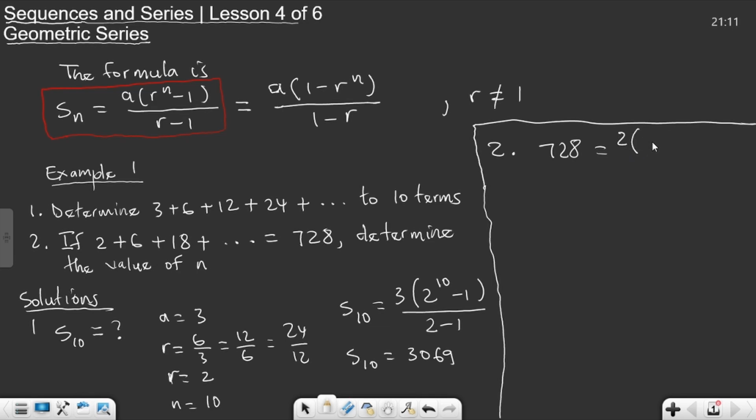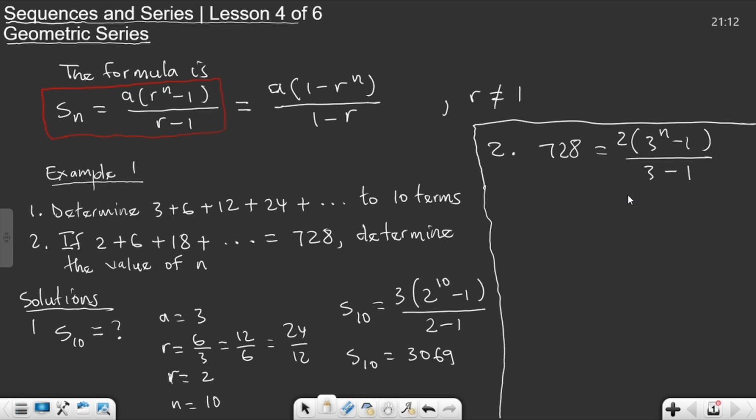What is R? We don't know R, but I told you R is 3. If you take 6 divided by 2, it will give you 3. Or if you take 18 divided by 6, it will give you 3. So R, the common ratio, is 3, to the power of n. We don't know n, we're gonna find it. Minus 1 over R minus 1. R is 3, because you have 2 times 3, 6, 6 times 3, 18. So 3 minus 1.